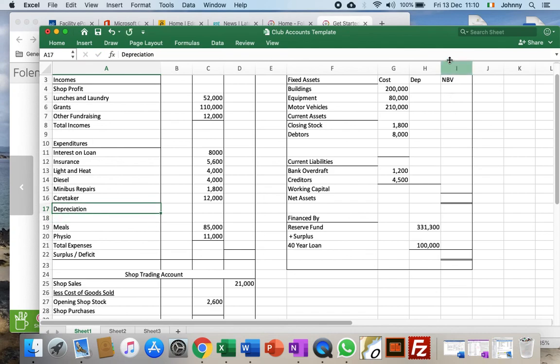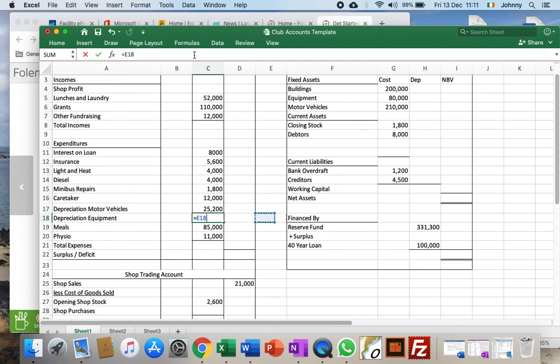So we've got depreciation. The first one is depreciation of motor vehicles, and then we've got depreciation of equipment. So it says depreciation of motor vehicles 12%. So I go over and I find what is the amount of the motor vehicles. So motor vehicles is that, and I multiply it by 12 and divide the answer by 100.